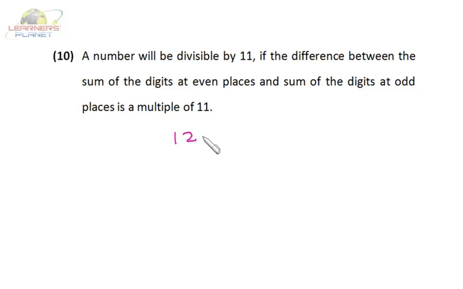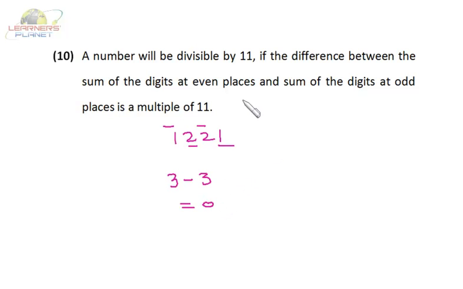Suppose I have a number 1221. What is the first step? Just add up the alternate numbers. So 1 and 2 are two alternate numbers, and these are two alternate numbers. First of all, this 1 plus 2, I'll be getting 3. Then this 2 plus 1, I'll be getting 3. Now I have to find out the difference between these two. If it is 0 or 11, then the given number is a multiple of 11. In this case, it is 0. That means this number 1221 is divisible by 11.